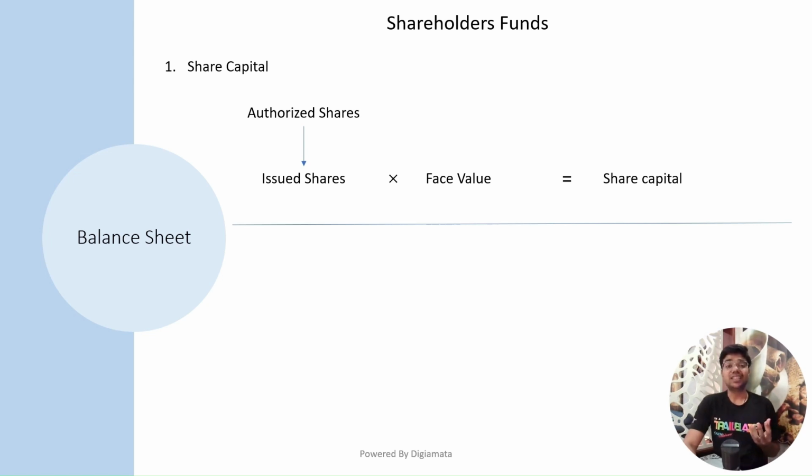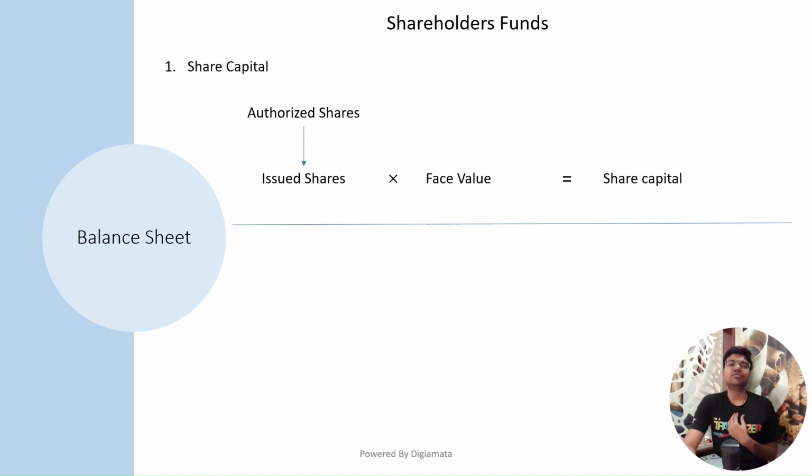Now, in order to understand issued shares, suppose I'm starting a company and I want a company with an authorized capital of 5 lakh rupees. Authorized capital means the total capital that I want my company to have. Out of those 5 lakh, it's my choice to decide that a share could be 100 rupees, 1000 rupees, 10 rupees, or 1 rupee. Let's say each share is 1 rupee. So the total shares I will get is 5 lakh divided by 1, which is 5 lakh shares.